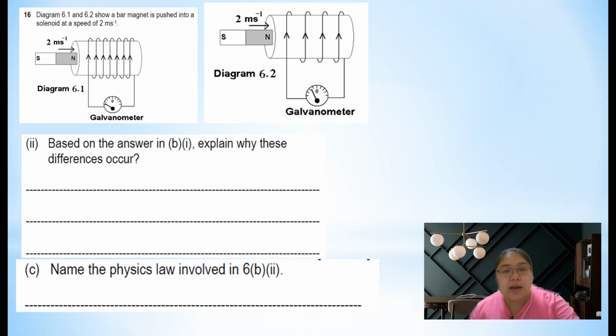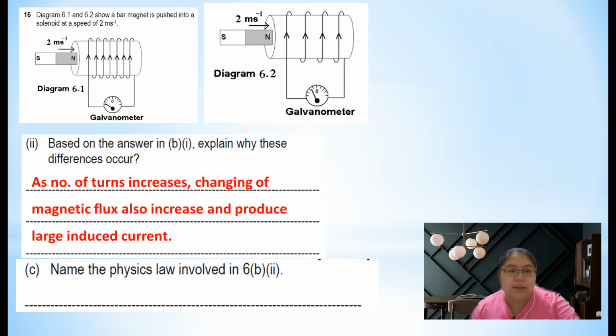Okay, 6.2, you see that the number of turns is less. Although the magnet goes in with the same velocity, so the flux is also cut, but it is cut by fewer turns. So the induced current produced also becomes less. Okay, let's see the explanation. As the number of turns increases, the change of magnetic flux also increases. Then it produces a larger induced current. So this is why the differences occur.